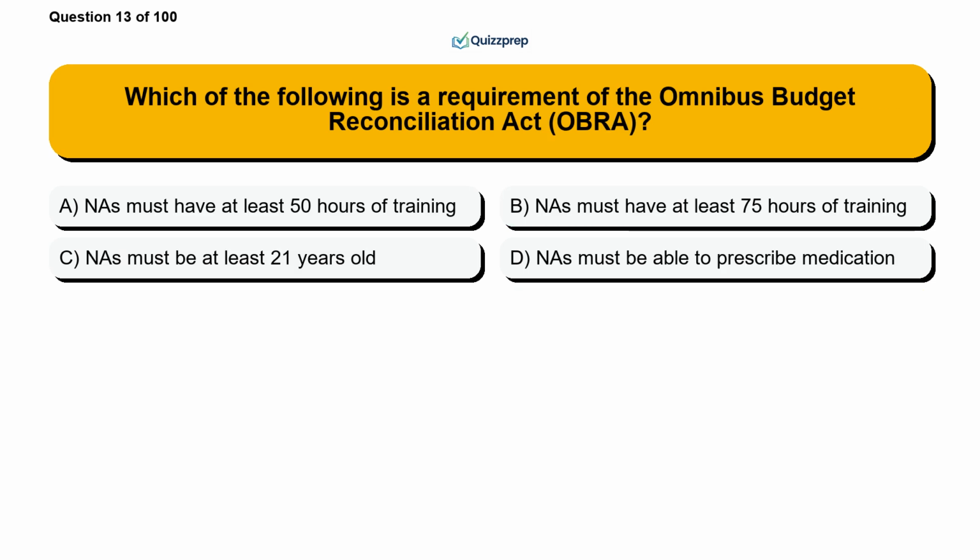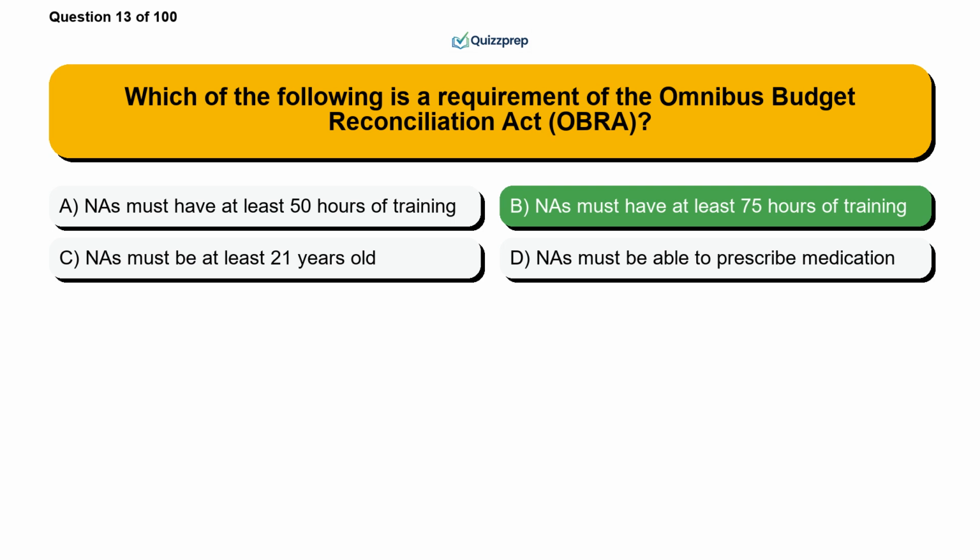Question 13. Which of the following is a requirement of the Omnibus Budget Reconciliation Act, OBRA? Option A. NAs must have at least 50 hours of training. Option B. NAs must have at least 75 hours of training. Option C. NAs must be at least 21 years old. Option D. NAs must be able to prescribe medication.